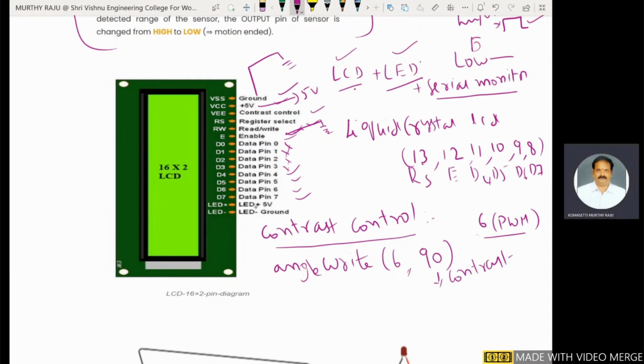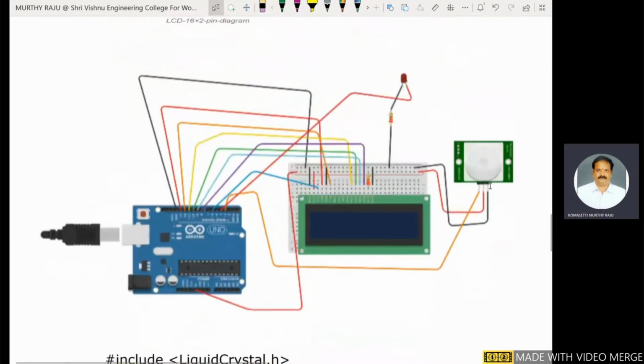Next, these are the LED pins. This one is the LED connected to 5 volts through some resistance. These are the 2 pins connected to 5 volts through resistance. This one is ground. These are some important standard connections we have to make between the LCD screen and the UNO Arduino board. See the connections.